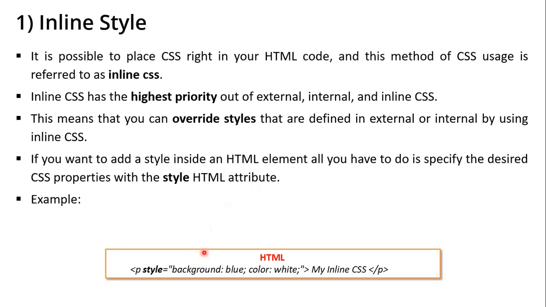So for example, I have to write in paragraph, style is equal to background. Background color will display the background color, colon, I have blue, so it will display the background color blue, and color is equal to white. Okay, now I am writing my inline CSS and with paragraph end.